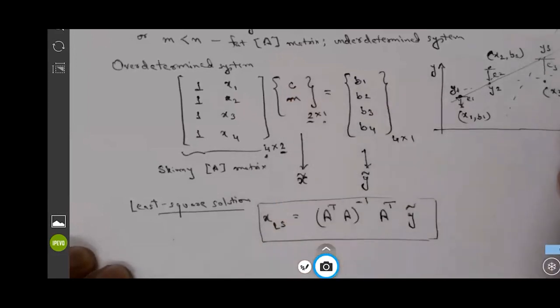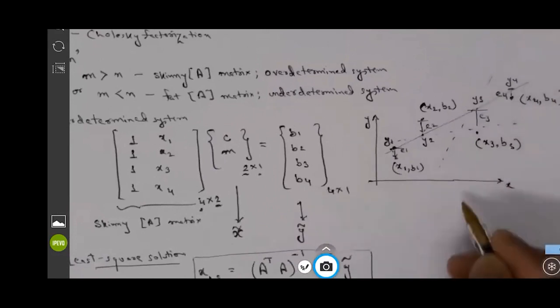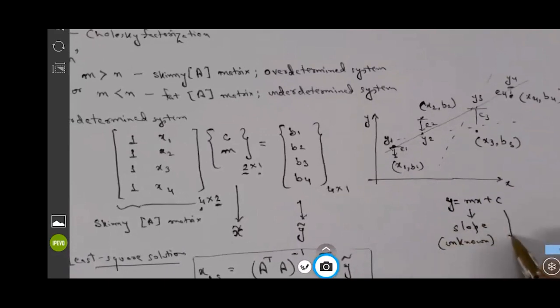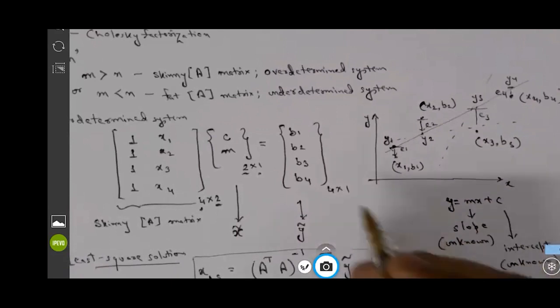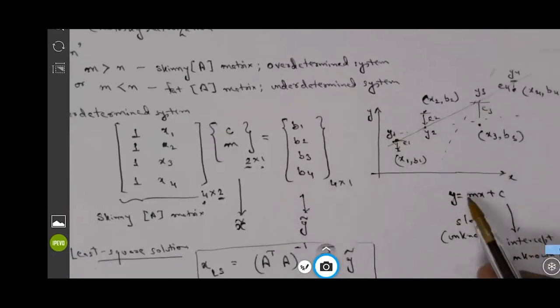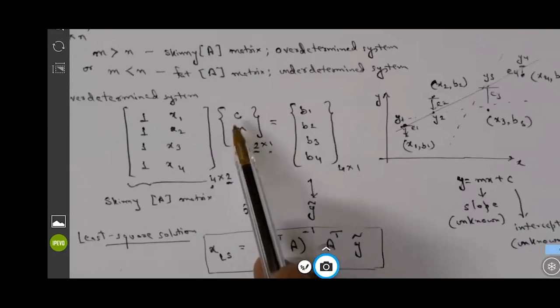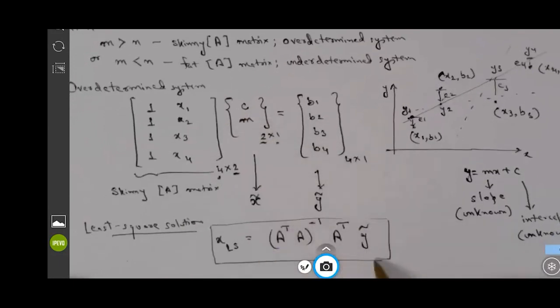The equation of a straight line is represented by y equals mx plus c. So this m, the slope, is unknown, and your c, the intercept, is unknown. So you are solving for that. If you can solve for this, that means you know the equation of a straight line. You can draw that line if you can find m and c, which is the slope and the intercept. And this formulation is trying to solve for that slope and intercept. And when you solve this, you can use this formula.